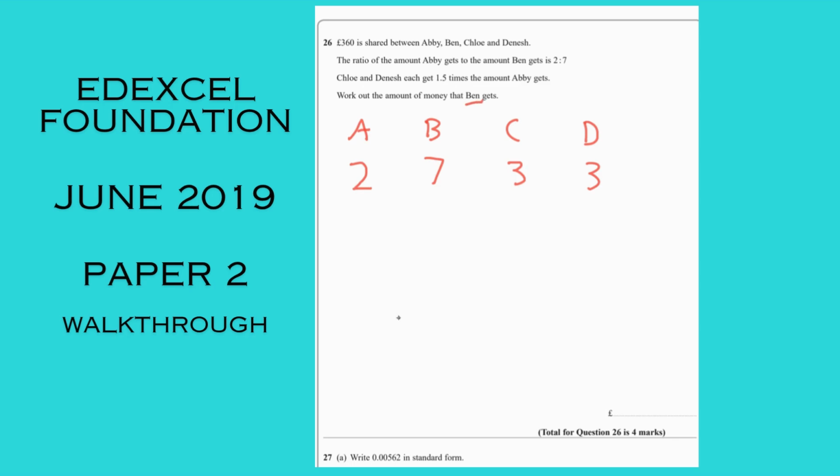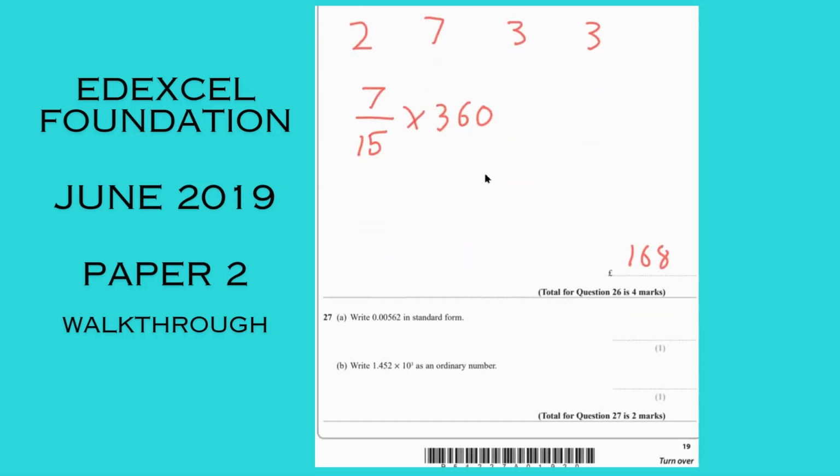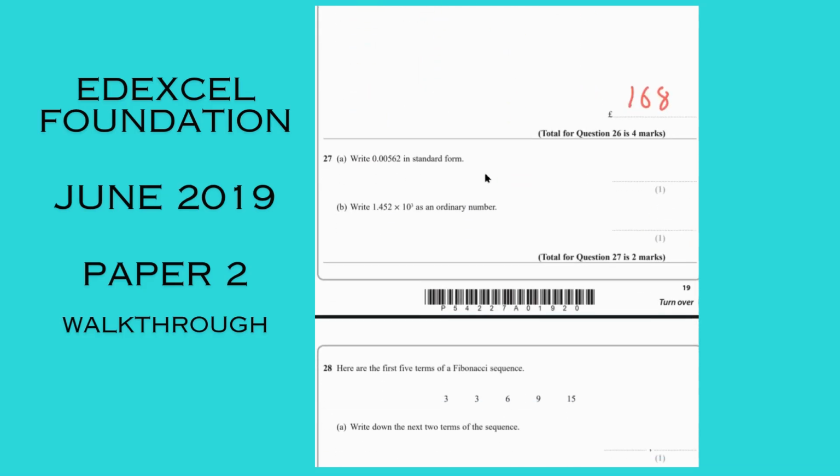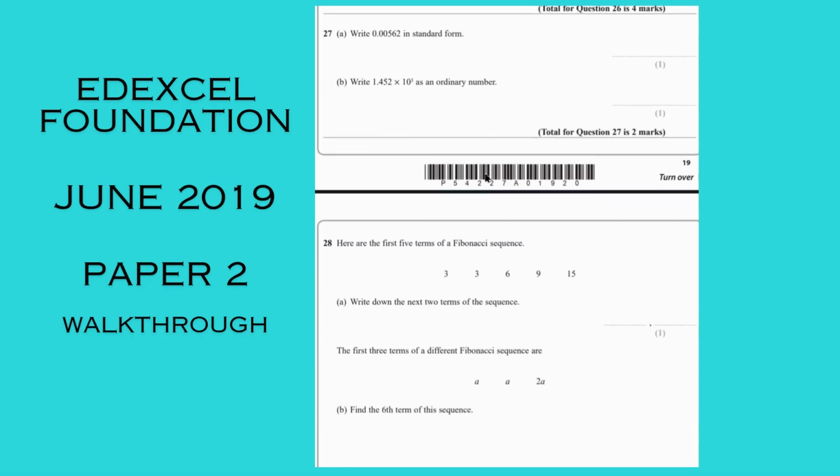Work out the amount that Ben gets. Ben has a 7 share out of 15 shares of the £360. He's getting £168 of it. And there we go. Good old standard, both literally and figuratively.